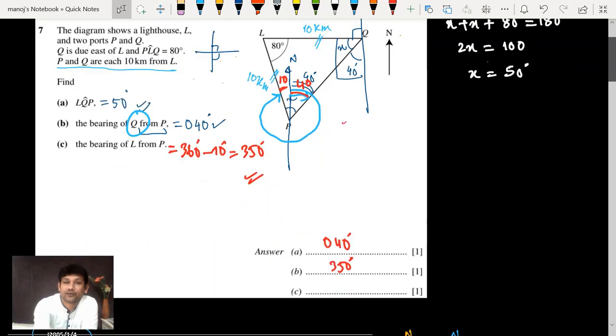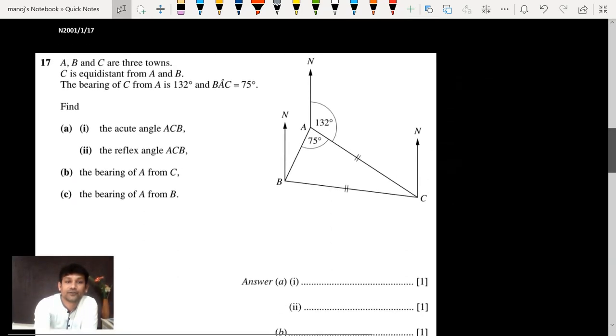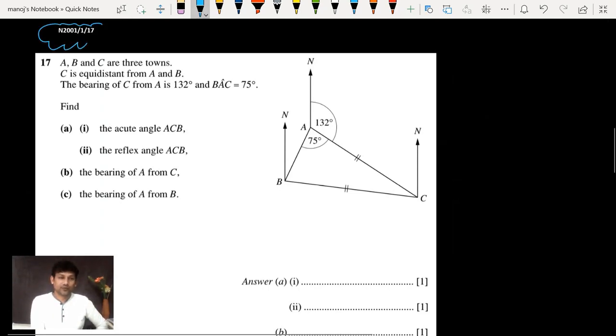Let's see what's the next part you've done about. Okay, this question is from November 2001, paper 1, question number 17. The diagram is given, two sides are equal. It means when these two are equal, it is an isosceles triangle, so this will also be 75. Isosceles triangle.